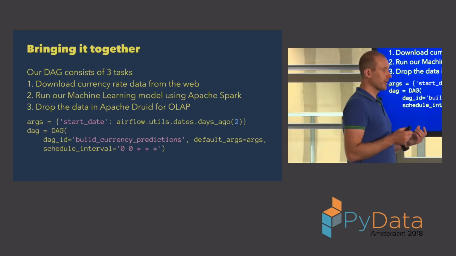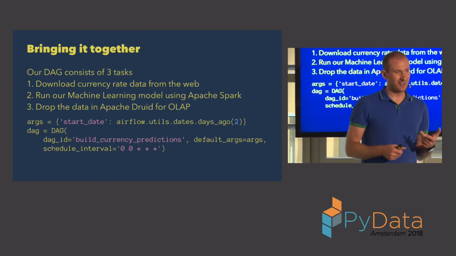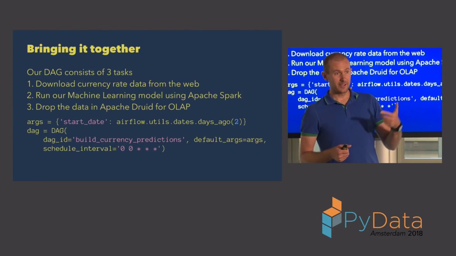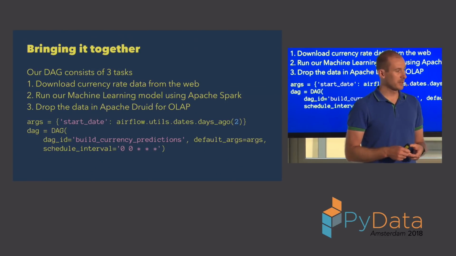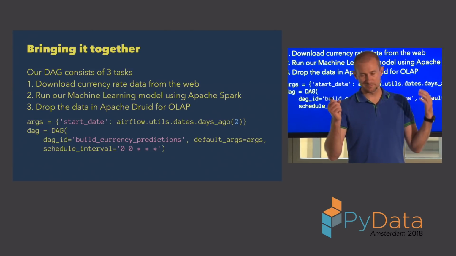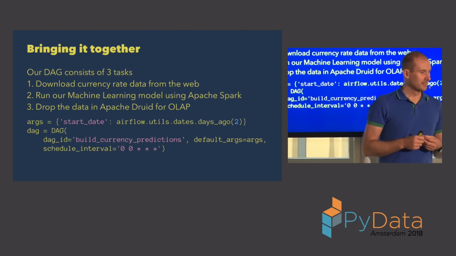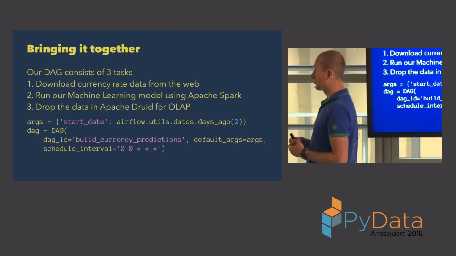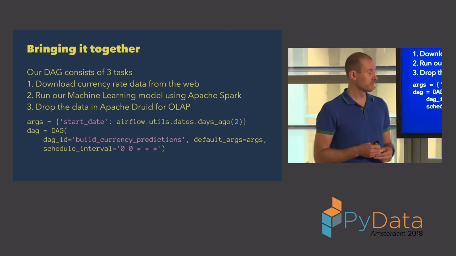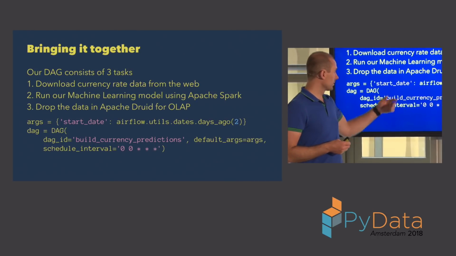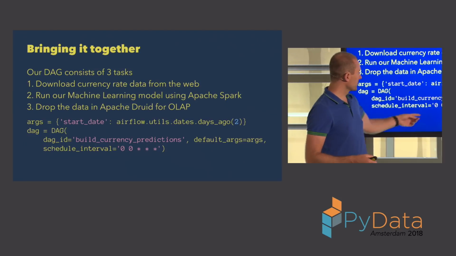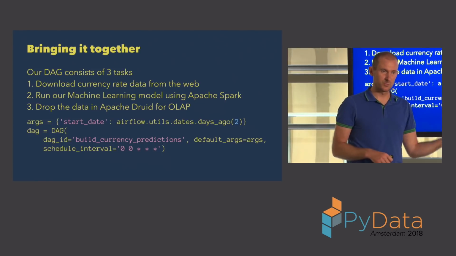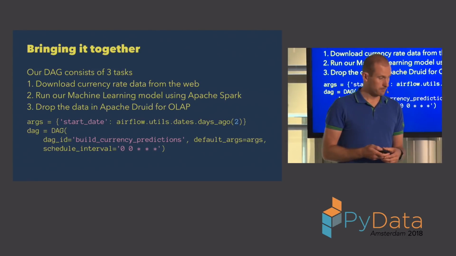So bringing this together, our DAG consists of 3 tasks. It's a pretty simple one. Pick up the data, run the model, and put the outcomes at a place where it may make sense. We chose Apache Druid for this because, yeah, it was there for fun. The DAG definition is quite simple. It has a start date of 2 days ago. We just ran it for 2 days. We call it build currency predictions, and it runs every day. This is a crontab for the ones that might recognize it. This is a daily crontab. It runs at 12 o'clock every day.